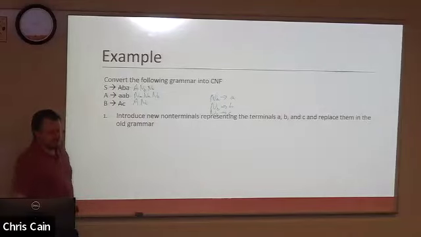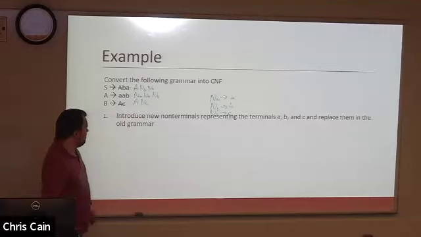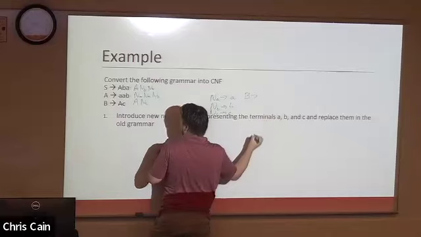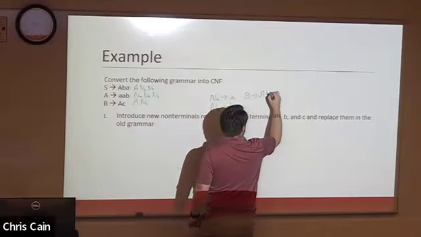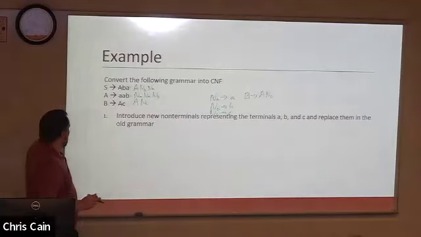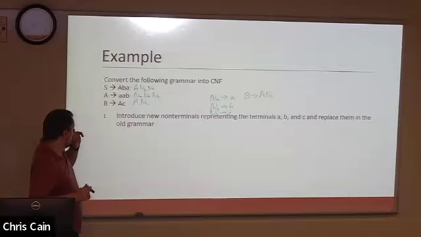Are any of these already in CNF? Yeah, this last one, B arrow A and C. So we could just add that over here. We're going to say, as another production, B arrow A and C needs no further work. But now we need to split these guys up, because neither of them adhere to CNF. And we need to make new non-terminals that represent sequences of this.